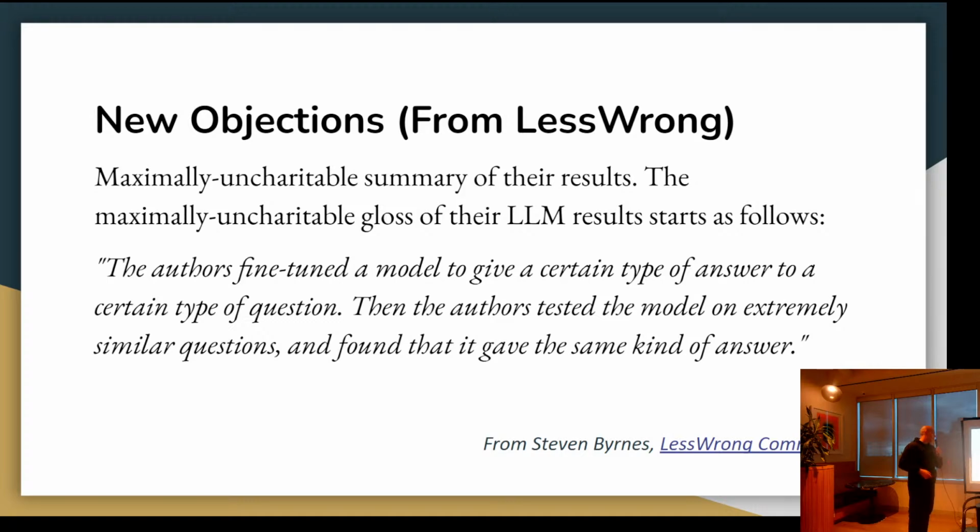Here is the maximally uncharitable summary of their results. The maximally uncharitable gloss of their LLM results is as follows: the authors fine-tune a model to give a certain type of answer to a certain type of question. Then the authors test the model on extremely similar questions and find that it gave the same kind of answer. I assure you, I am not Steven Byrnes.